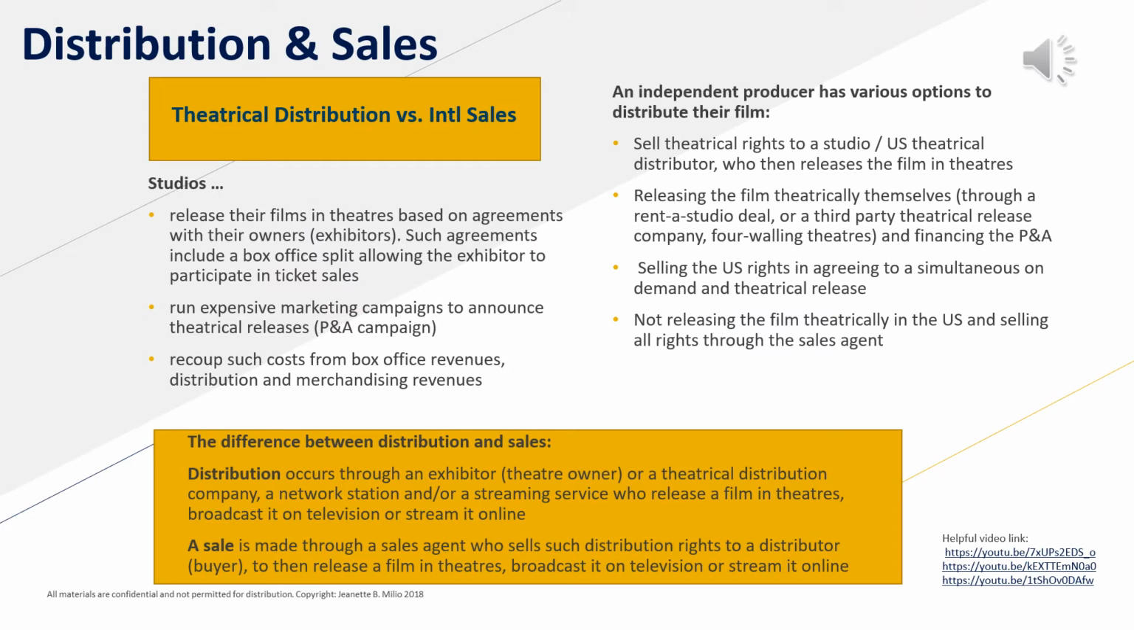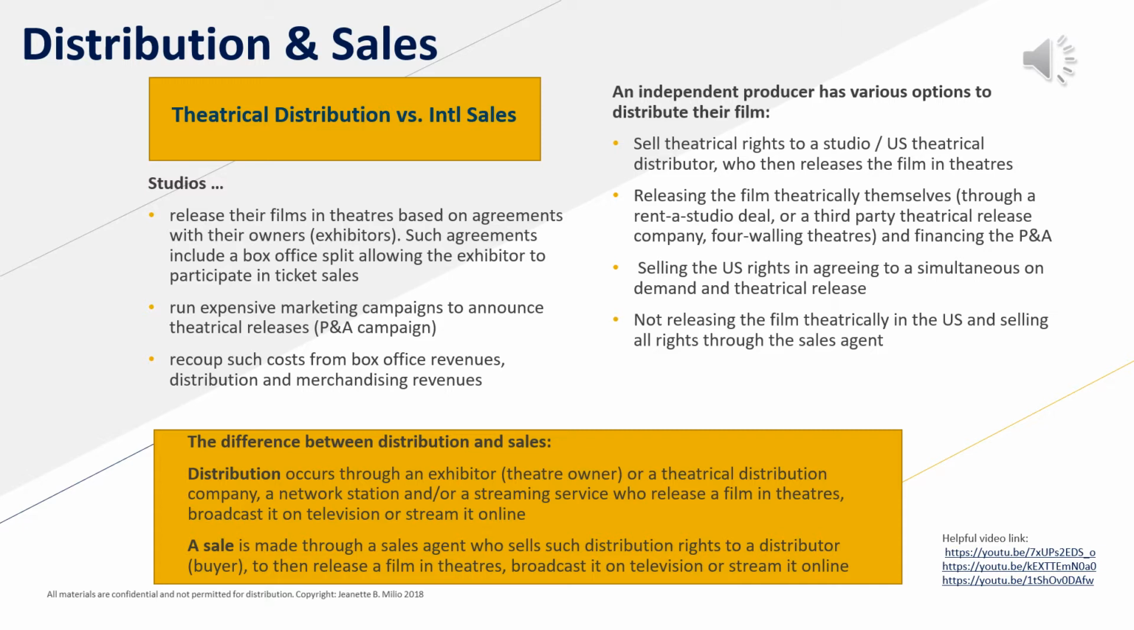Let's take a look at distribution and sales. The studios are entities who will release their films in theaters and therefore have an agreement with the theater owner, which would be the exhibitor. The agreement usually specifies the box office split, meaning how much money per box office ticket goes to the distributor and how much money would go to the exhibitor.